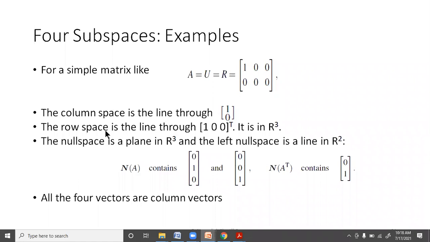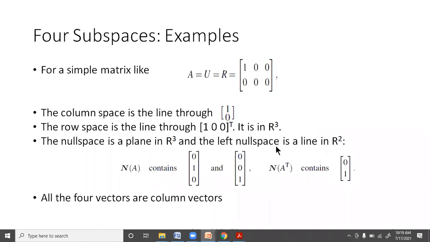Similarly, the row space is the line through (1, 0, 0), the transpose, again in column format, and again you can multiply it by a constant to get the row space itself. That is in R cube because we have 3 elements over here. This is in R squared because this has 2 elements. Similarly, the null space is in R cube, and the left null space is a line in R squared.